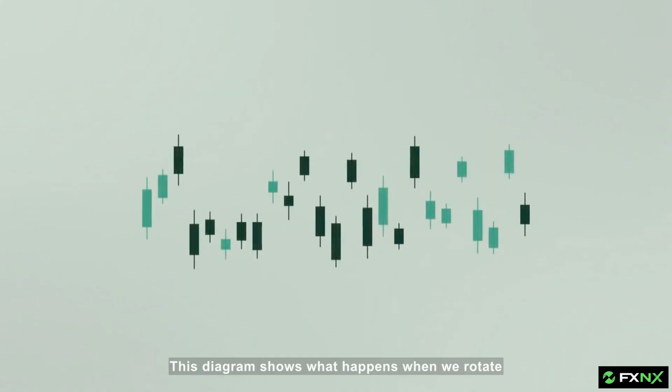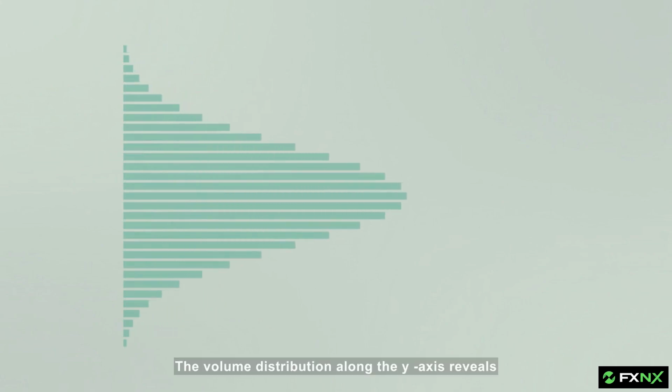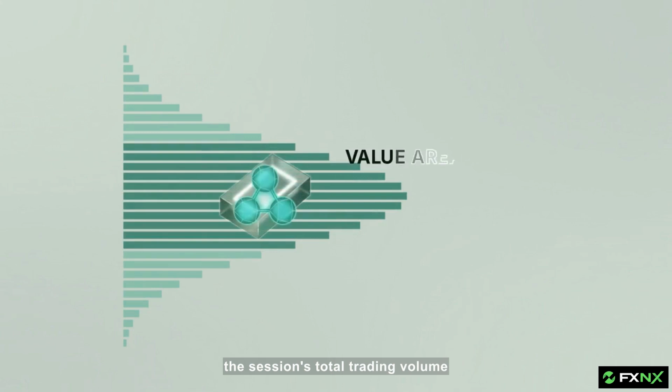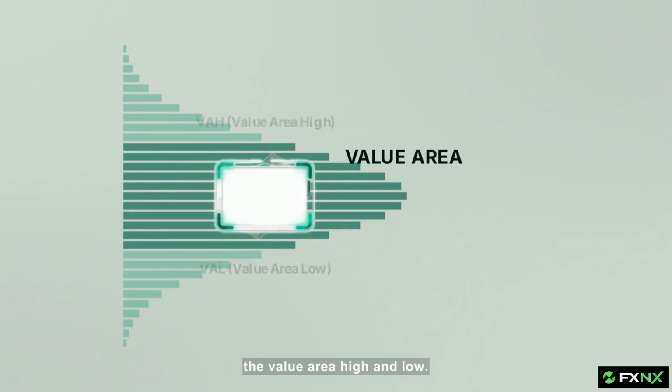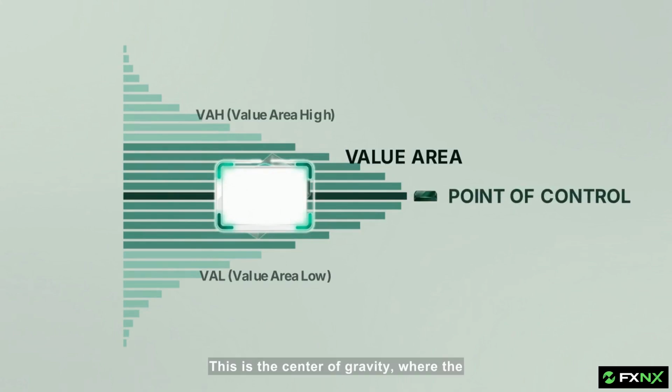This diagram shows what happens when we rotate a standard candlestick chart 90 degrees. The volume distribution along the y-axis reveals a bell curve. The central cross-section, containing 70% of the session's total trading volume, identifies the value area. The upper and lower extremes form our boundaries of acceptance, the value area high and low. The absolute longest horizontal node marks the point of control. This is the center of gravity, where the highest concentration of trading took place.